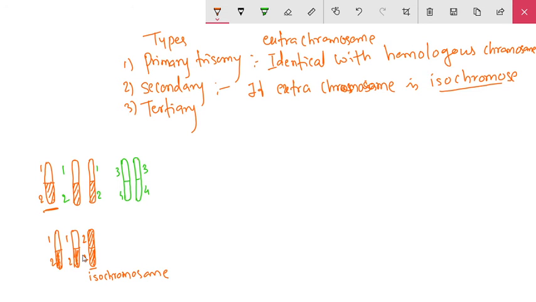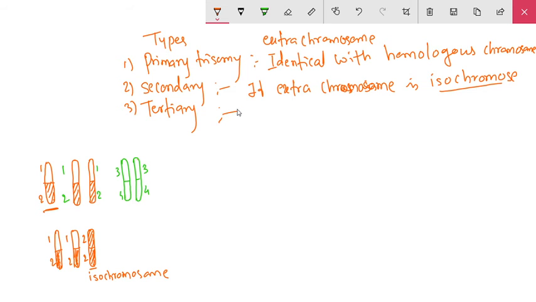But for now, just remember that an isochromosome is a chromosome which has two equal parts. That means there is no 1 and 2, there are only 2 and 2, or there may be only 1 and 1, whatever it may be, but the two halves are equal. So that is known as the secondary trisomy.